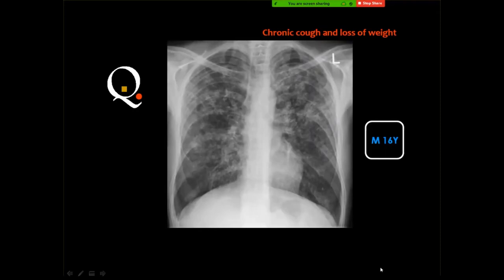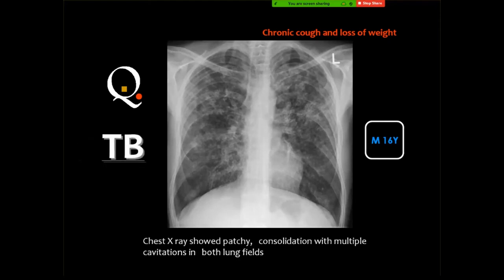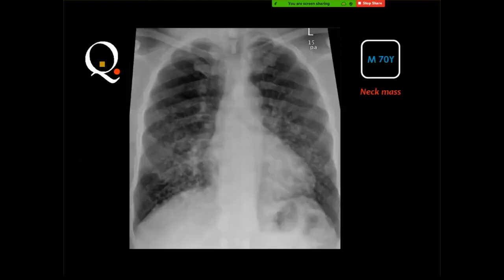Chronic TB. Picture of TB. You think that this is TB? Yes, very good.